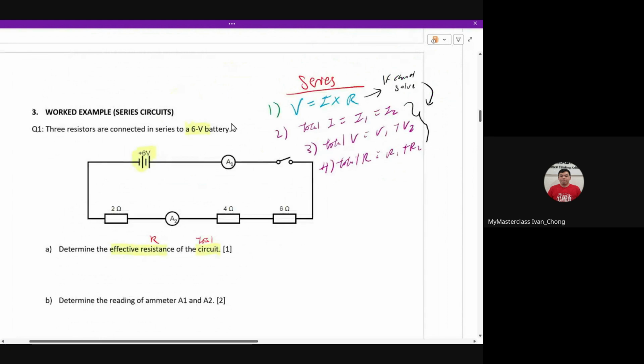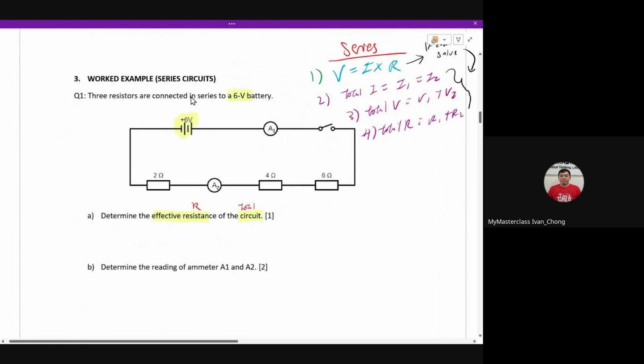So total R, first thing, if you want to find R, R is V over I, correct? Do you have total V? Yes, I have total V. Do I have current? No, no current.